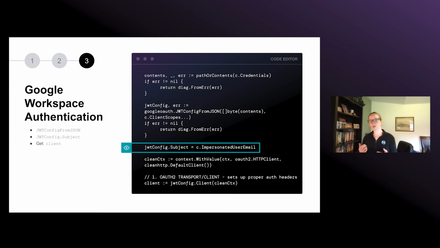I hopped on over to the community G Suite provider to see how they did it and saw the OAuth 2 Google package had a different function available, namely JWT config from JSON, which returns a JWT config object that has an option to set the subject. This is where I was able to add the impersonated user email. This config object creates a client, which we can then use throughout the provider.